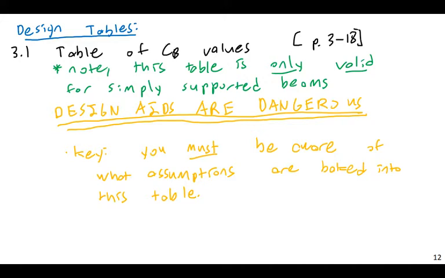Now, obviously, underestimating a beam's capacity just means that you're going to end up with something heavier than it needs to be. Overestimating is where it gets really dangerous, because that's where you can actually have catastrophic failure. So again, you must be aware of the limitations and assumptions present in whatever design aid you are using.